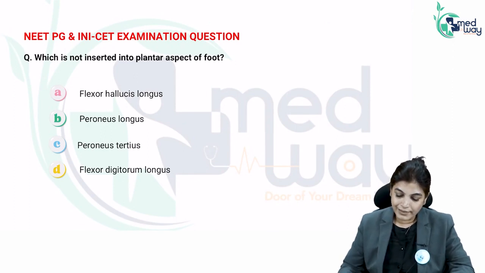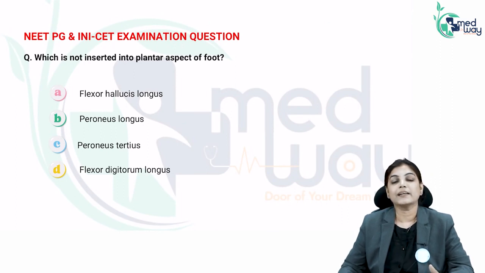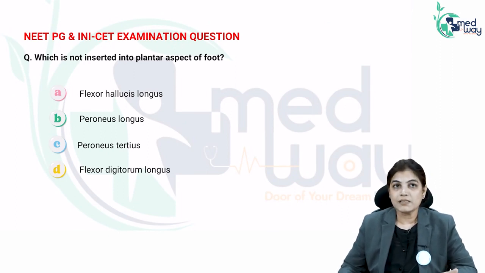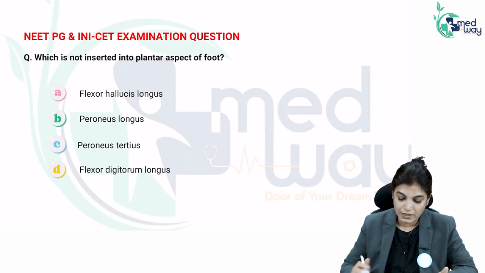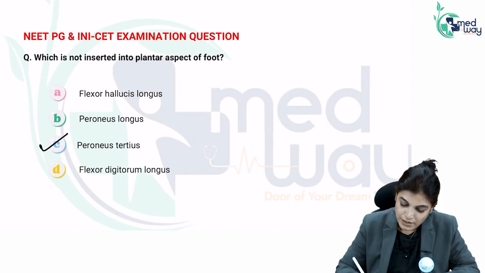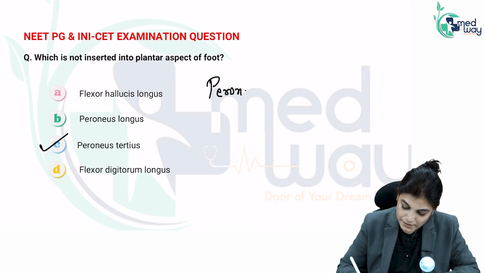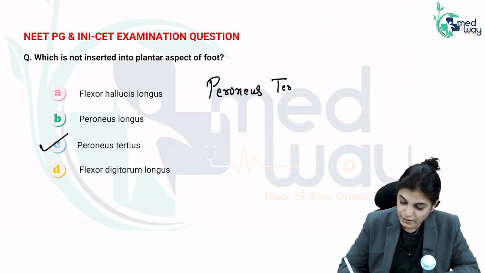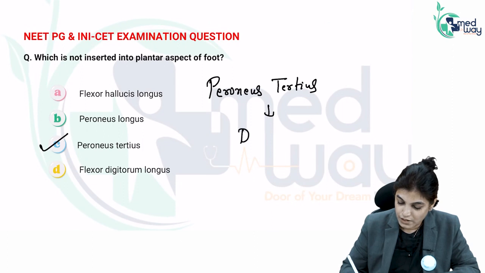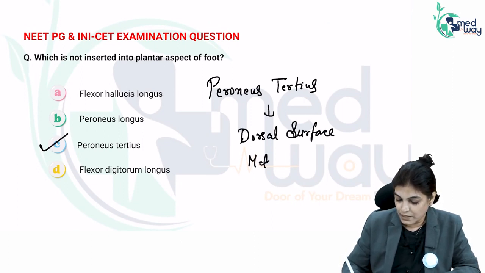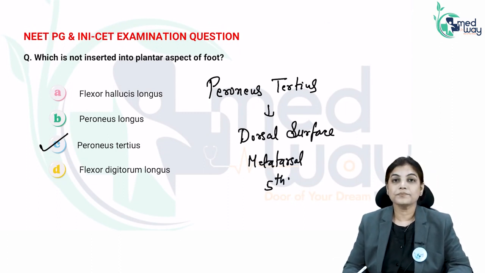Which one is not inserting into the plantar aspect of the foot? The options are flexor hallucis longus, peroneus tertius, flexor digitorum longus. Exactly, this question is correlated to the muscles of the leg, and that will help you understand. In the sole we have seen the tendons of flexor digitorum longus, flexor hallucis longus, peroneus longus. Peroneus tertius is the right answer because it inserts onto the dorsal surface of the fifth metatarsal.